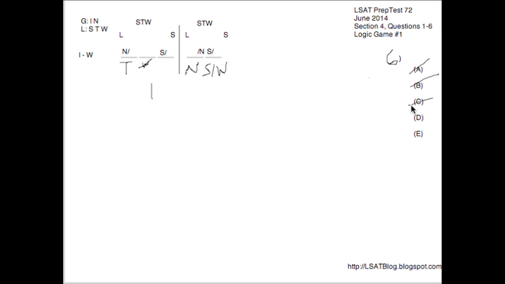Looking at D, W is the first report in the second segment. No, N is there, leaving E by elimination. W's last in the second segment. That would be fine. So E is our answer, and that's the game.